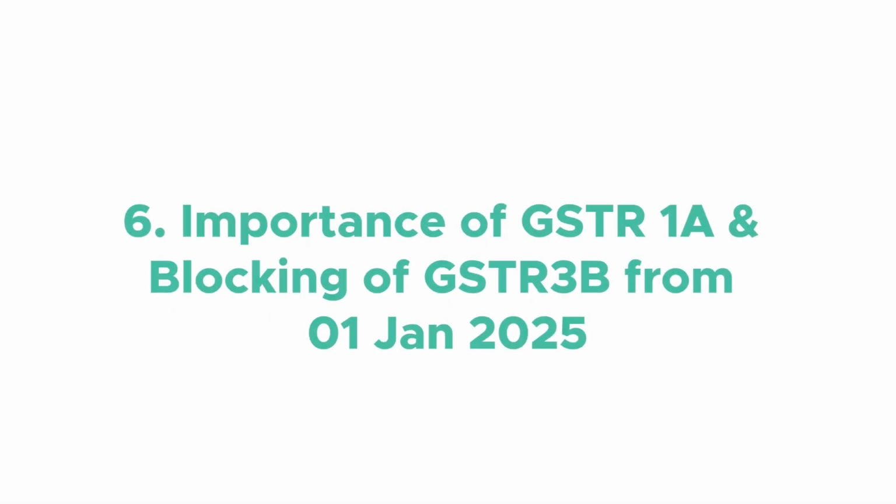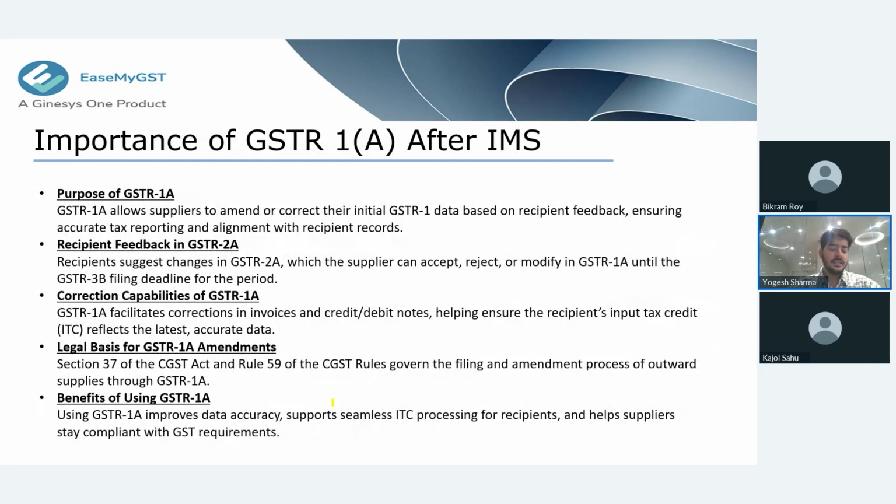Now, there is the importance of GSTR1A after IMS implementation. First, let us see what is the purpose of GSTR1A. GSTR1A allows suppliers to amend their invoices. Suppliers can correct the errors that they made in their GSTR1 filing through the GSTR1A return. Government legally allows this in section 37 of the CGST Act, so suppliers can amend their GSTR1 return in GSTR1A returns, ensuring accurate tax reporting and alignment with recipient records.